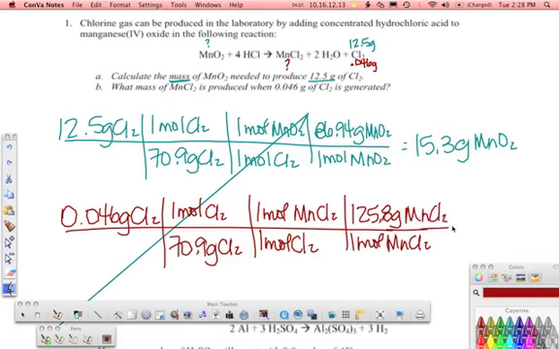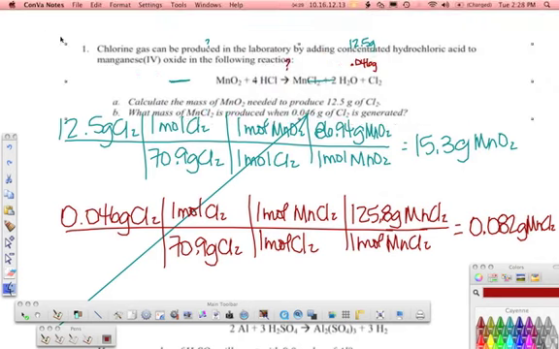And if you're having a brain fart and going, hey, where'd she get that number from? Remember, it came off the periodic table. I just took the mass of manganese, added to it the mass of 2 chlorines, and there you go. And this one works out to be, in correct sig figs, we're only allowed 2 sig figs on this second answer, so 0.082 grams MnCl2. Whoopsie daisy.